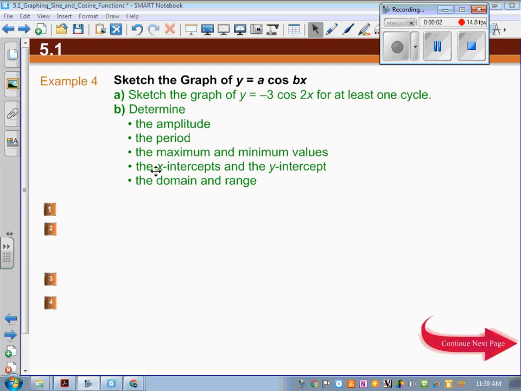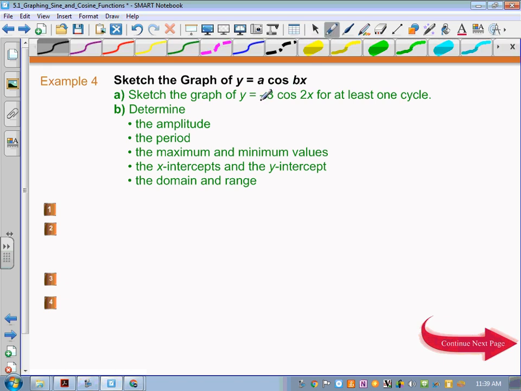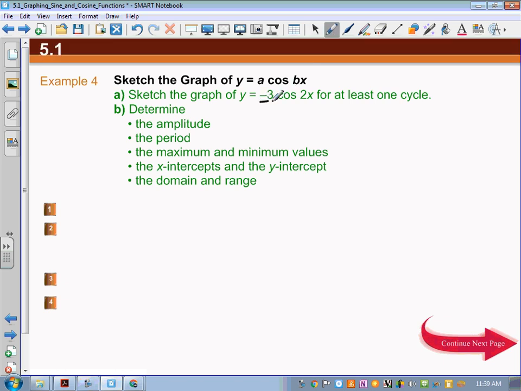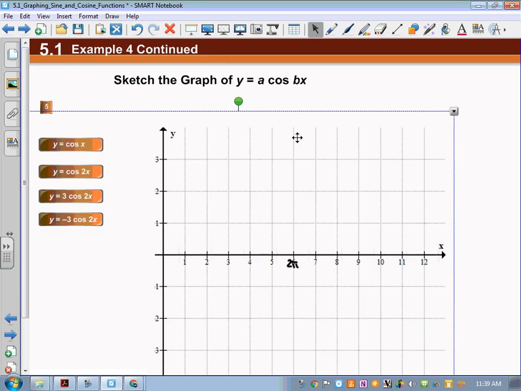Okay, a bit of a longer lesson. This is example 4 from 5.1. And what we're going to be examining here is doing two stretches. We're going to have a vertical stretch by 3 and a reflection across the x-axis, and a horizontal stretch by 1/2 because the b value is 2. And I think the best way of doing that is to graph it.